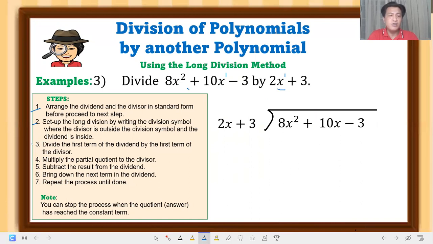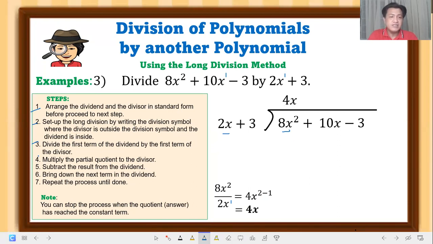Tsaka natin gawin yung step number 3. Anong sabi doon sa step number 3? Di-divide natin yung first term of the dividend doon sa divisor natin na first term. Okay, ibig sabihin niyan, you have to divide 8x squared divided by 2x. What is 8 divided by 2? Diba? That is equal to 4. Tsaka natin subtract yung exponent ng x. Kaya 2 minus 1. Kaya meaning to say, we have 4x na lang. Hindi na sinusulat yung 1 kapag ang exponent ay 1. Okay, meaning to say, the partial quotient of this is 4x.